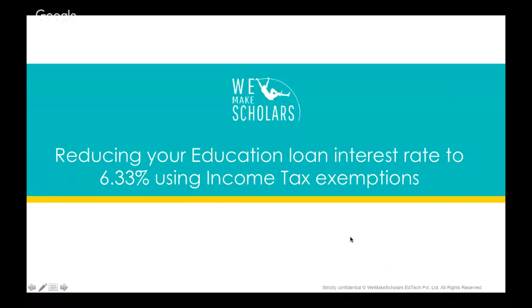Okay, so today's session is on reducing your education loan interest rate to 6.33% using income tax exemptions. Obviously, 6.33 sounds a very lucrative number, and people are usually not aware that they can take exemption, or that their interest rate can actually be reduced this much. So let me go ahead and explain how this works.